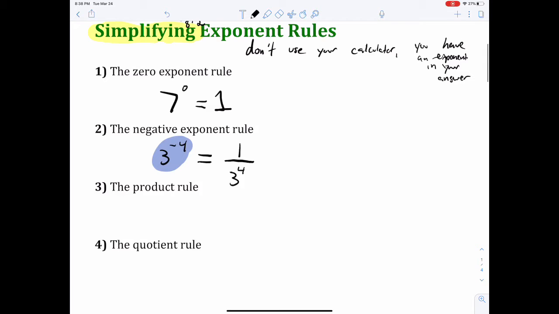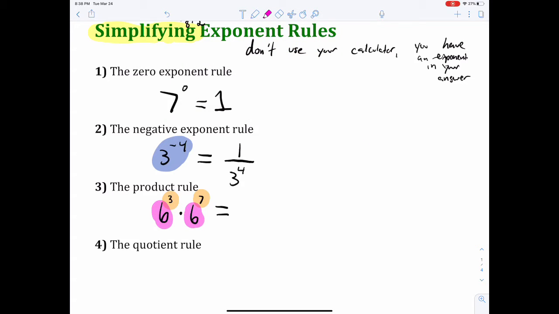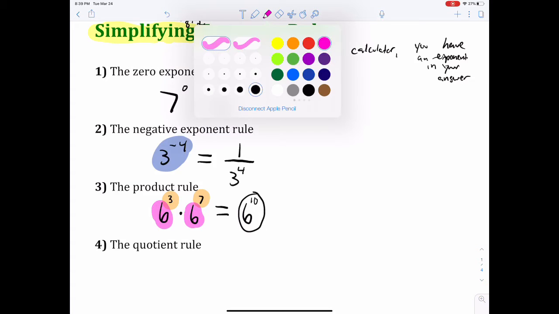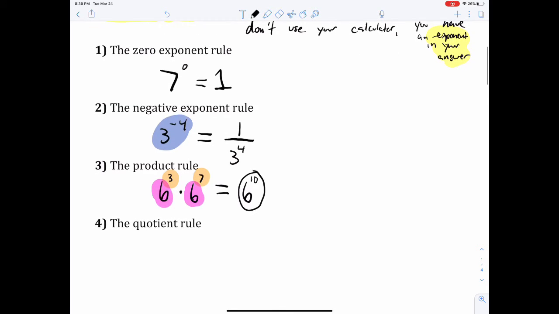The product rule says something like if you have 6 to the 3rd times 6 to the 7th power, the product rule says you can add up the exponents. And you're only allowed to add up the exponents because we have the same base here. We're both multiplying by 6's. So what we can do is just say 6 to the 3rd times 6 to the 7th is really just 6 to the 10th. We aren't using our calculator. We are having an exponent in your answer. Now, number 1 was an exception, but that's still a rule to keep in mind.